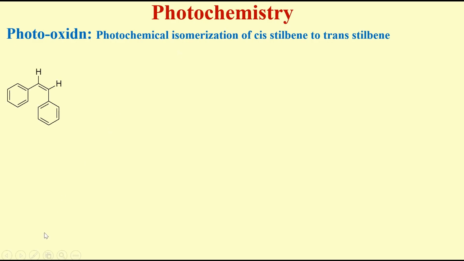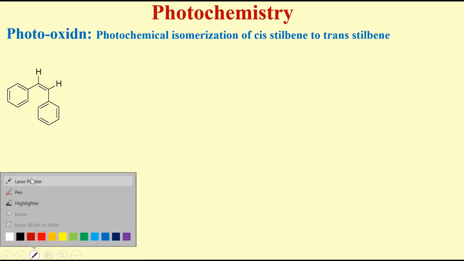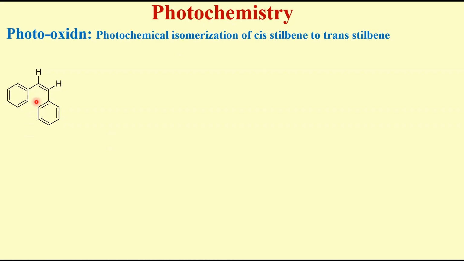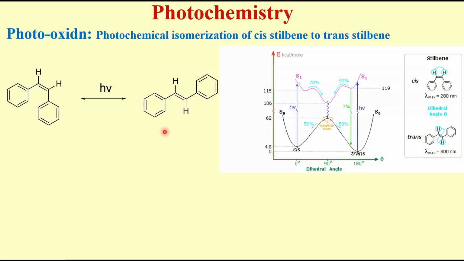Cis-stilbene we have here, which we have mentioned over here. The two phenyl groups are in the same plane. That's why they are cis isomers. When it is irradiated by UV light, it absorbs the energy and gets converted to trans-stilbene. The cis isomer has got converted into trans isomer. How does this occur? Let us look into it.